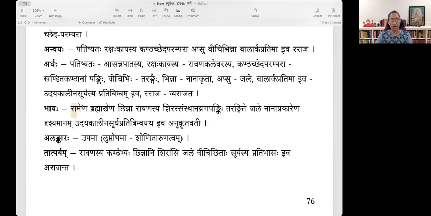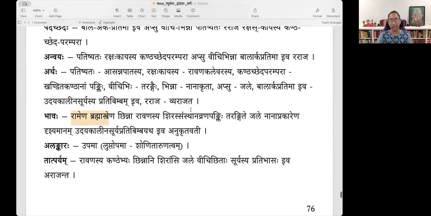Ramena brahmastrena chinna ravanasya shiras samsthana virana panktihi. Shiras samsthana is the kantham, the neck, and tatra vranam vartate. So there is a wound on his throat, that is kantha, on his neck, and that is the red color. Usually at udayakalina suryasyapi there is an arunatvam there. But there is a reddish color for him. So here it is because of the blood. So shirasthana vrana panktihi.